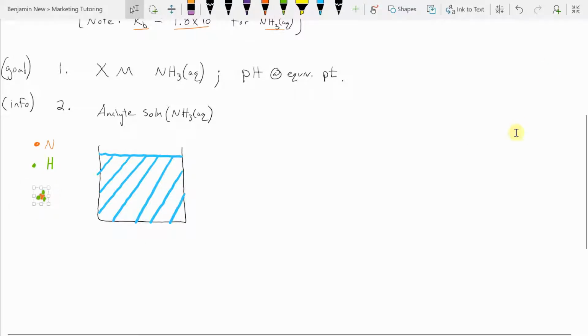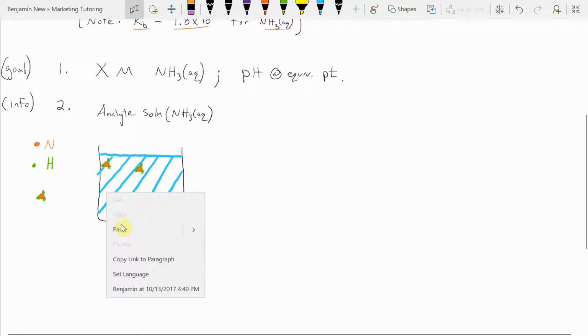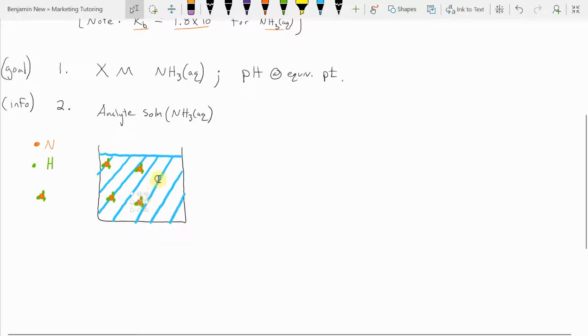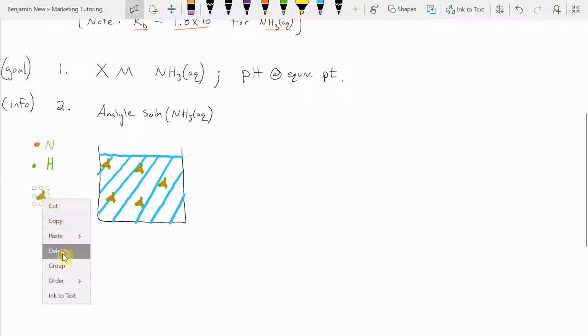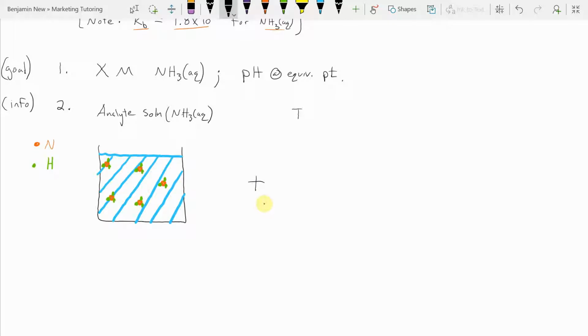We can copy and paste this and put a few of them inside just to indicate that we have these things floating around in solution. And we'll put 5 there. Okay, delete that one. That is the analyte. Now, the problem's telling us that we are adding a certain amount of the titrant, the thing that's going to titrate. The titrant is HCl aqueous.